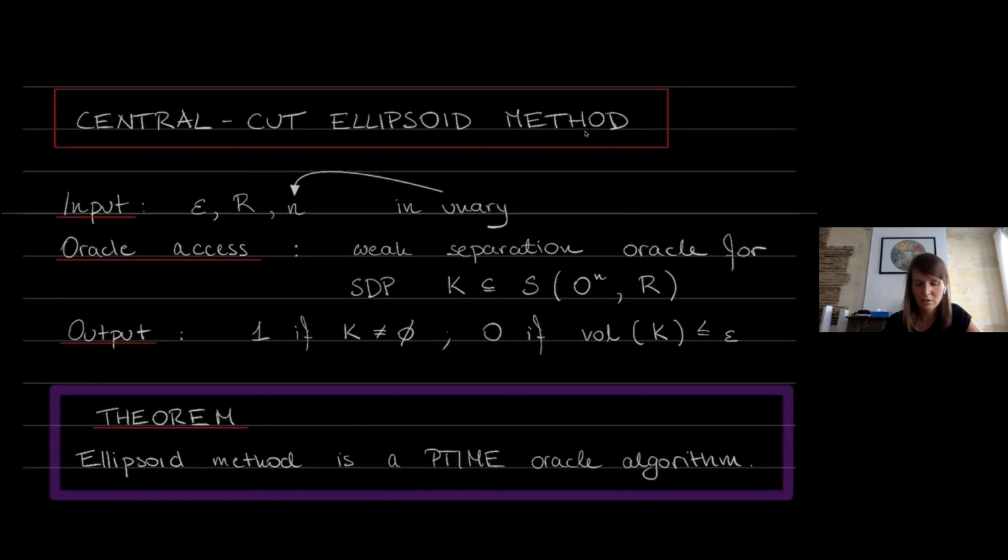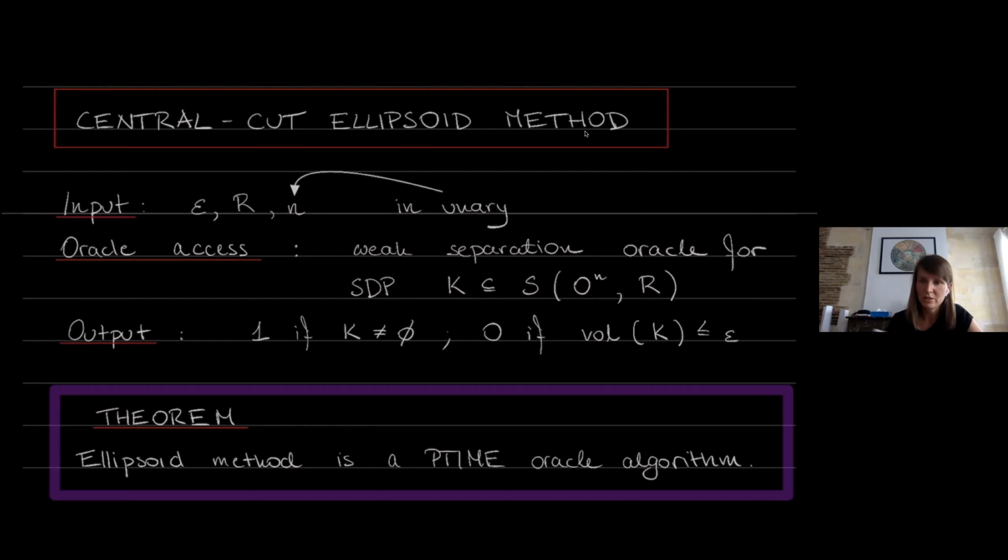So it takes as input epsilon, r, and n, where those are some rational numbers, and this is a natural number given in unary. It has oracle access to a convex body in the sense that it can make calls to a weak separation oracle for some SDP. I mean, in this case, we are talking about SDPs. Some weak separation oracle for SDP K, where K is included, so again, we need K to be explicitly bounded. So K is included in this ball of radius R. And here there's a theorem. It's a polynomial time oracle algorithm, which outputs one if the SDP K is empty and zero if its volume is at most epsilon. So this is the algorithm which we implement in FPC.